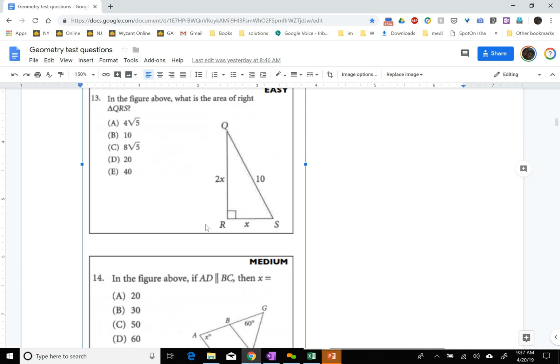QRS. Okay, so X2. You do 1/2 area equals 1/2 times 2x times x.